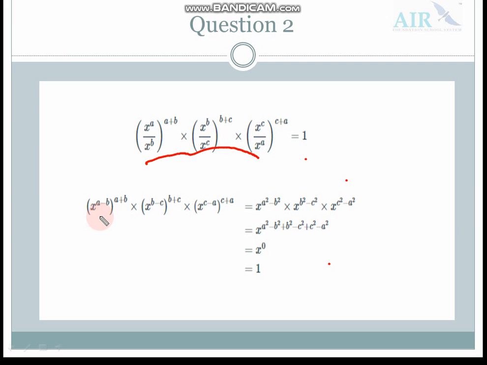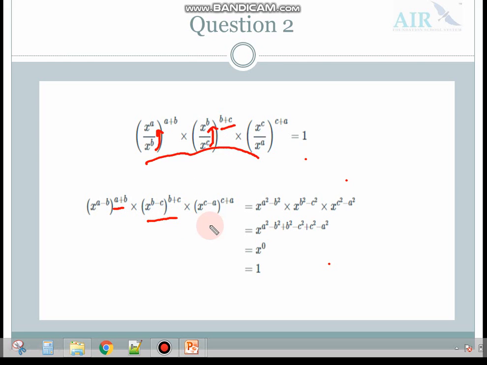Just look here. We have x power a divided by x power b. Bases are the same and they are in quotient. If your bases are the same and they have a division sign in between, the powers will be subtracted. So it will become (x^(a-b))^(a+b). Next, x power b minus c, as this denominator will go to the numerator because the bases are the same, so it will become (x^(b-c))^(b+c), and similarly (x^(c-a))^(c+a) as written over here.